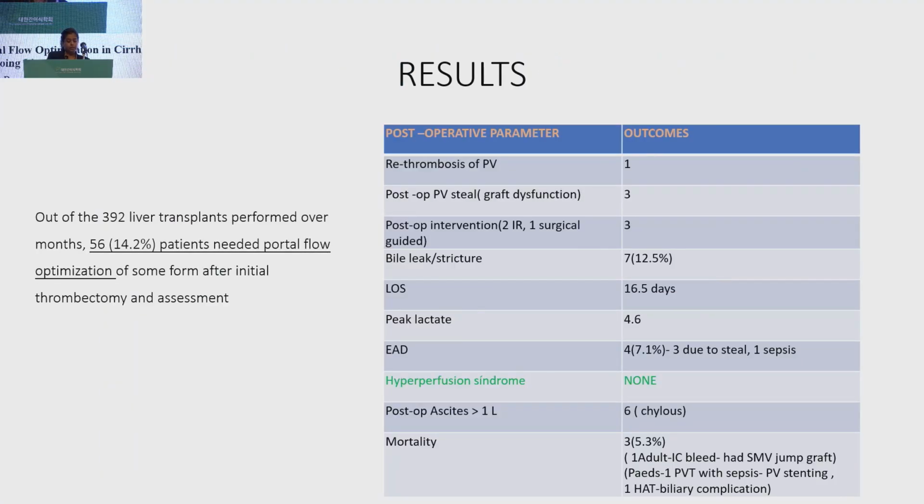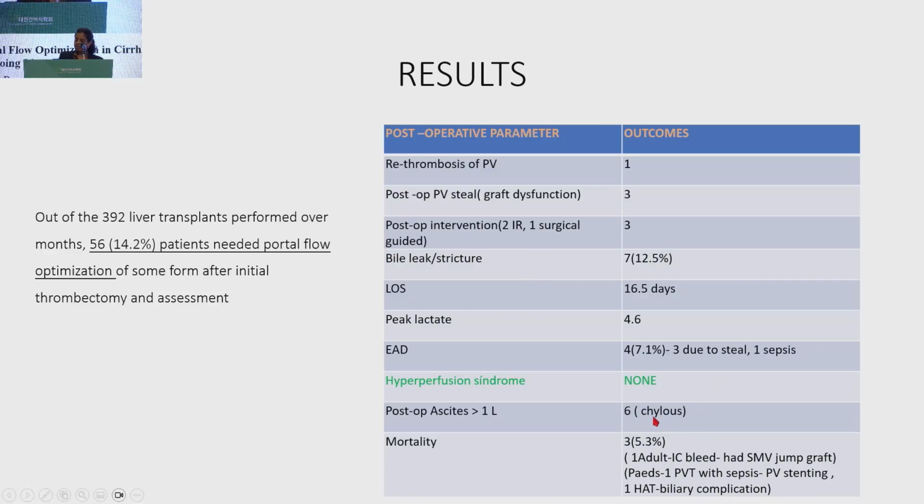So after analyzing our data, about 14.2% of the patients required portal flow optimization after initial thrombectomy. One of the patients had rethrombosis, and 3 patients had graft dysfunction because of steal and underwent postoperative IR-guided intervention. No patient had hyperperfusion syndrome, and 4 patients had early allograft dysfunction. 3 were because of portal steal phenomena and 1 because of sepsis.